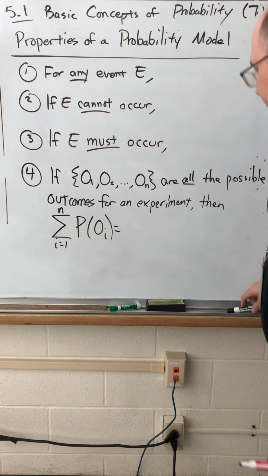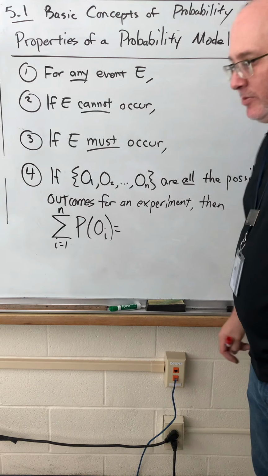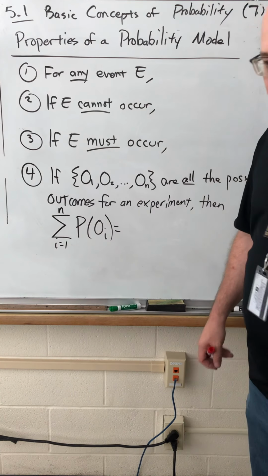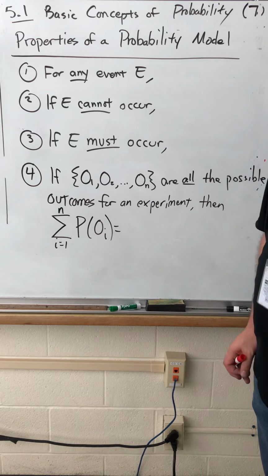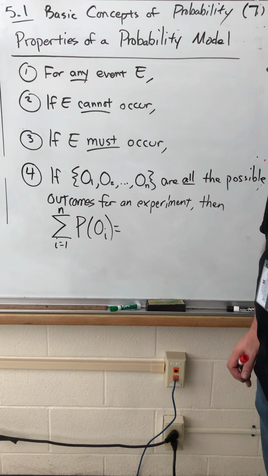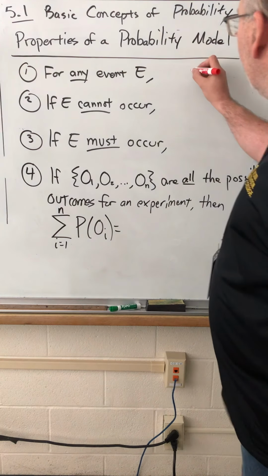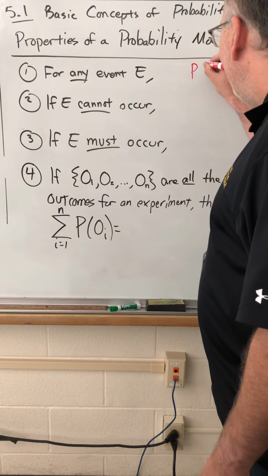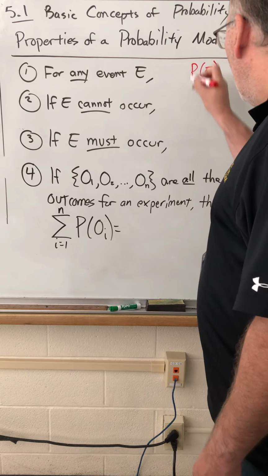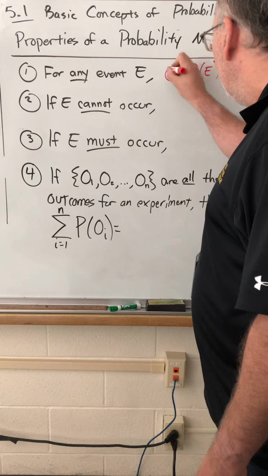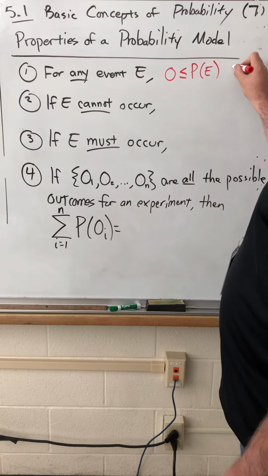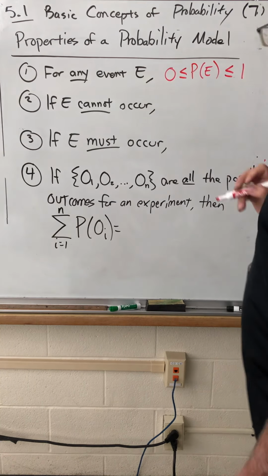For any event E, what can we say about its probability? Well, it's kind of a vague question, but once you hear the answer, it's going to make perfect sense. The probability of any event E will always be greater than or equal to 0, but at the same time will be less than or equal to 1.